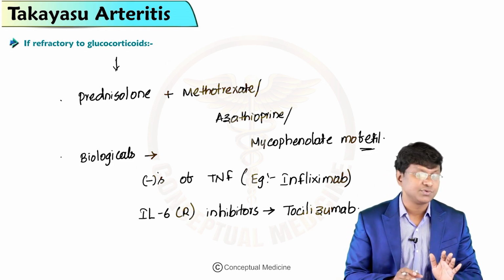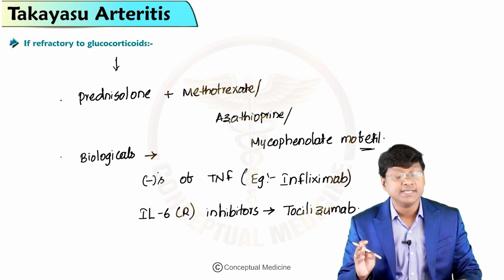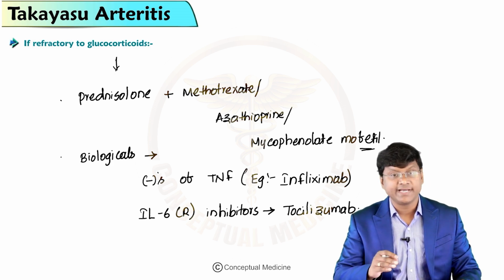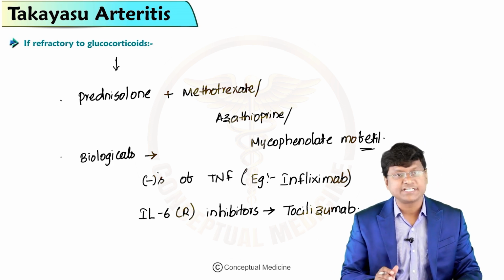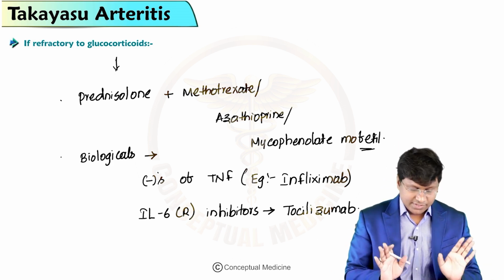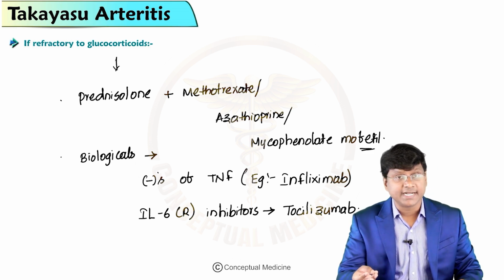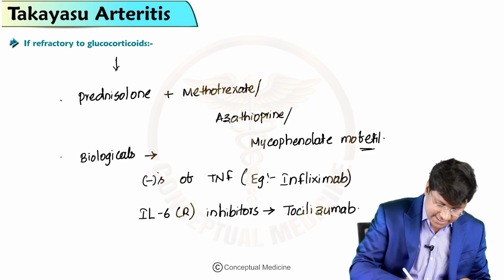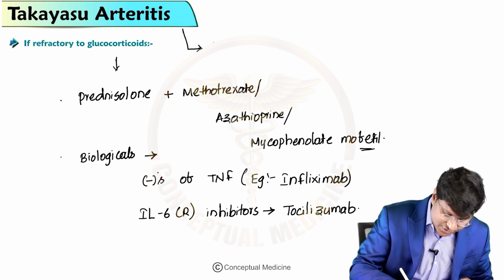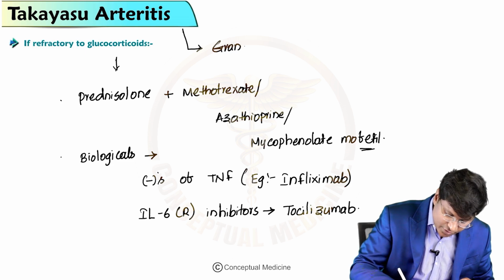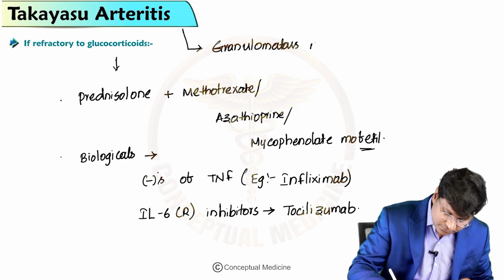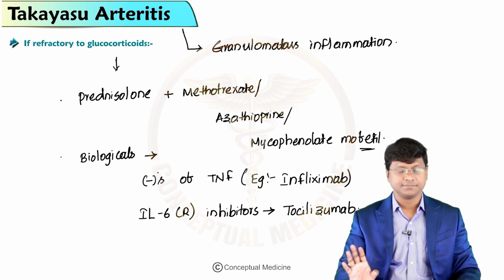And this particular Takayasu arteritis has a chronic relapsing and remitting course that requires ongoing monitoring, and adjustment of the therapy is very much required. So this is about the treatment of Takayasu. So let me just summarize this particular Takayasu arteritis. Takayasu arteritis is a large vessel vasculitis, and you should note the type of inflammation in Takayasu arteritis. It is granulomatous inflammation.